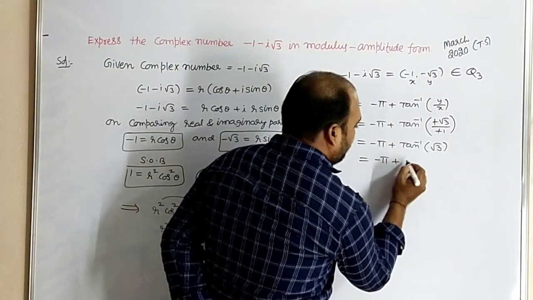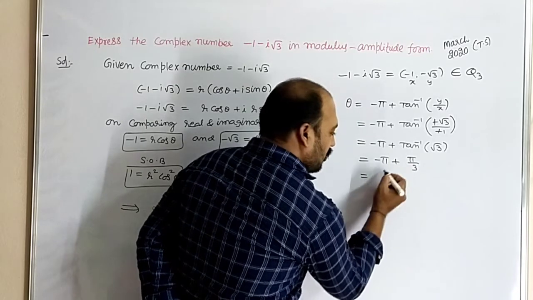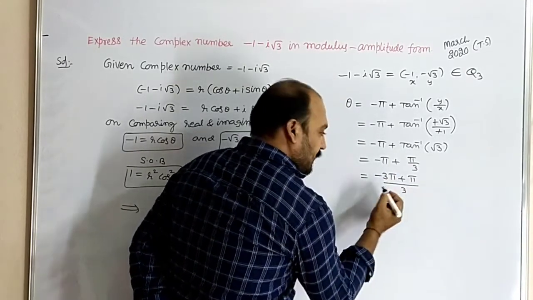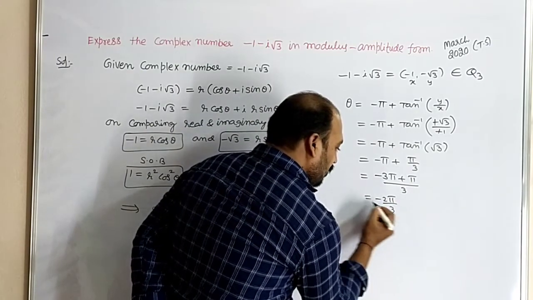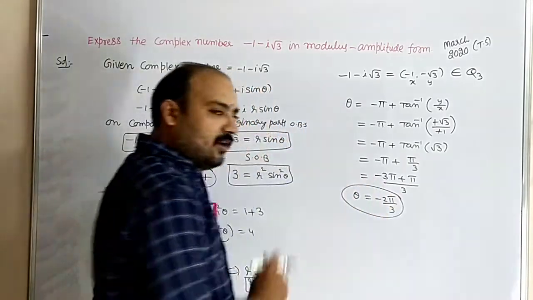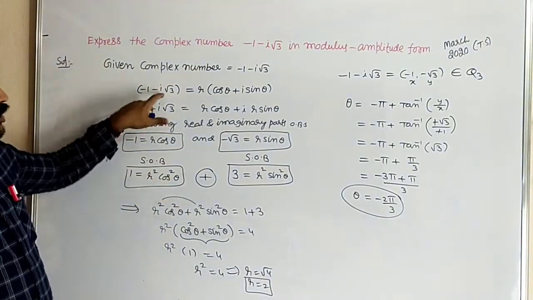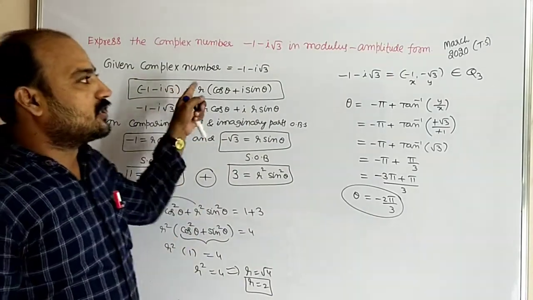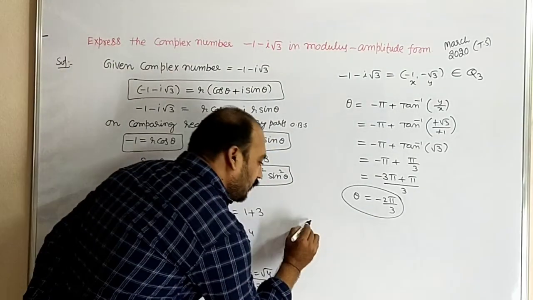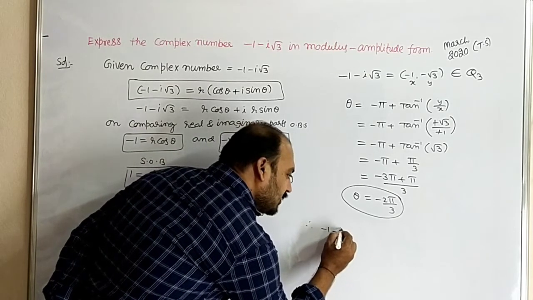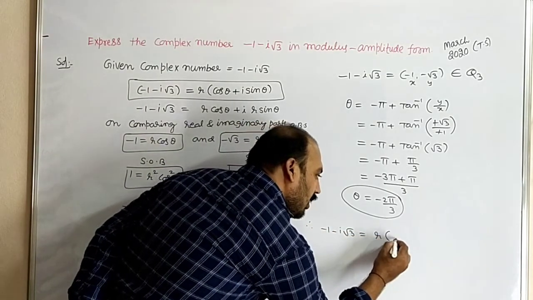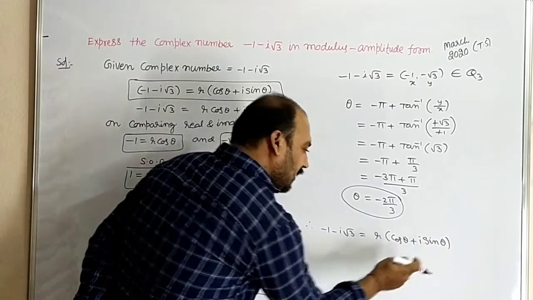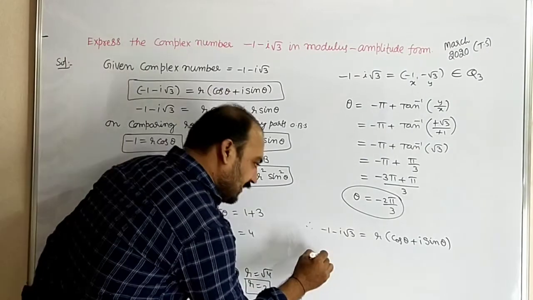So minus pi plus pi by 3, which is equal to minus 3 pi plus pi, that is equal to minus 2 pi by 3. After getting the values of theta and r, substitute them in this. This is the required form, called modulus amplitude form or polar form. Therefore, minus 1 minus i root 3 is equal to r into cos theta plus i sin theta. In place of theta and r, you have to replace these values.